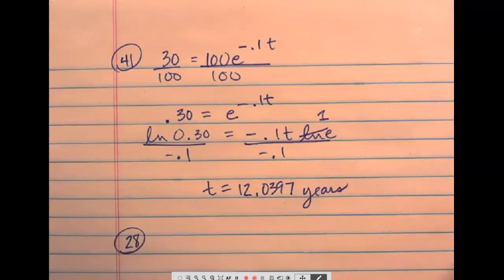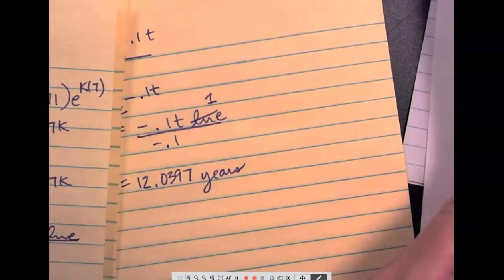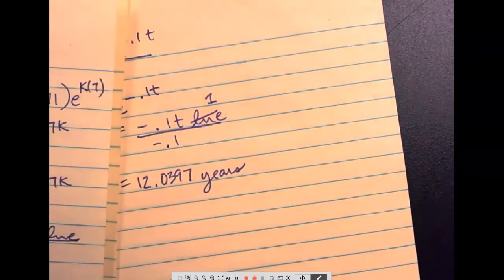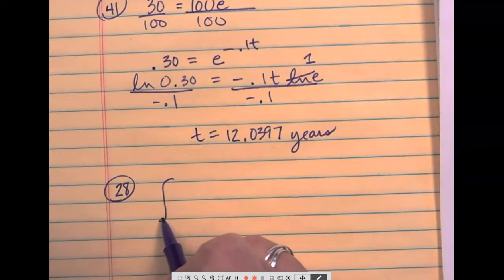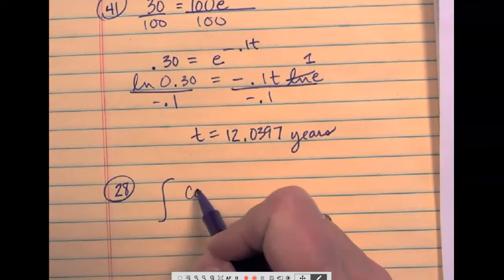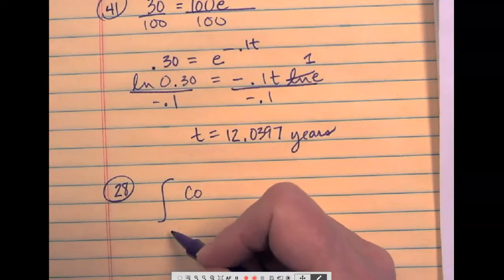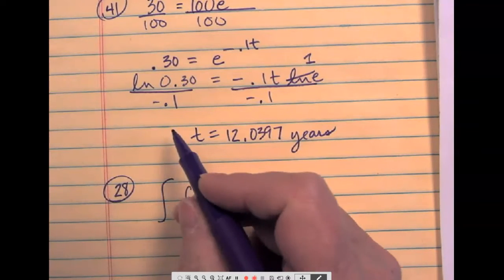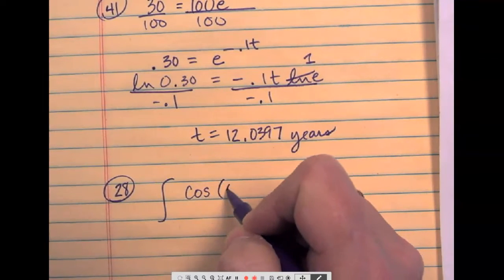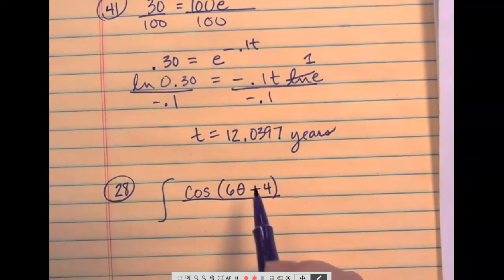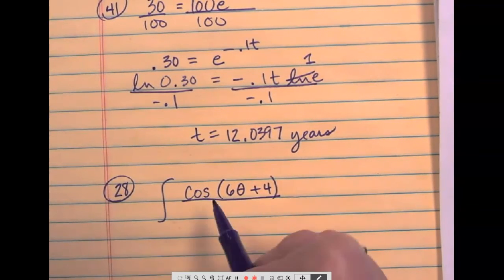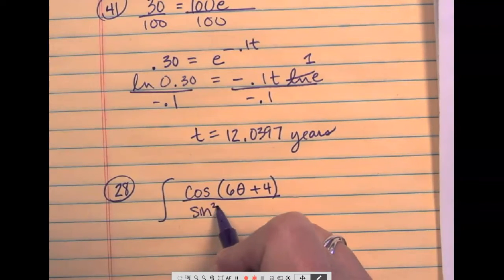Question on that one? 28. Okay, 28's a little tricky. What do I call this when there are no numbers here and here? Indefinite. Indefinite. That is when we use what? Plus C. Yep, that's what you're talking about.